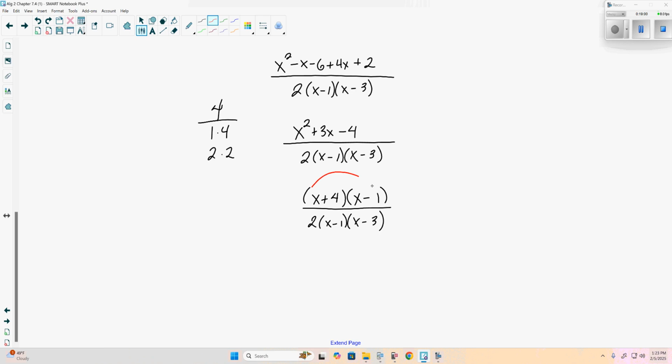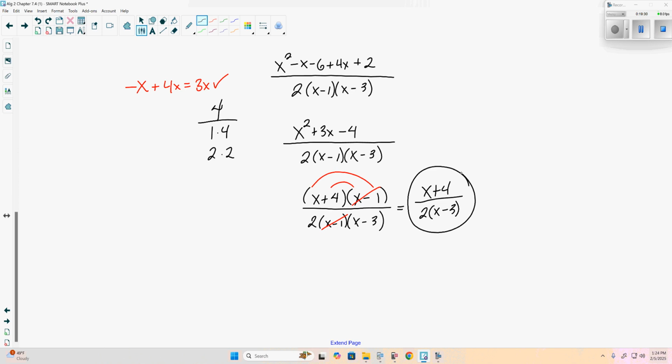And I'm going to check it off to the side. X times negative 1 is negative x. 4 times x is plus 4x. Giving us the positive 3x middle term that we want, which means for us the x minus 1 and x minus 1 are going to cancel, telling us that we have x plus 4 over 2 times x minus 3. And that's as simplified as it gets.